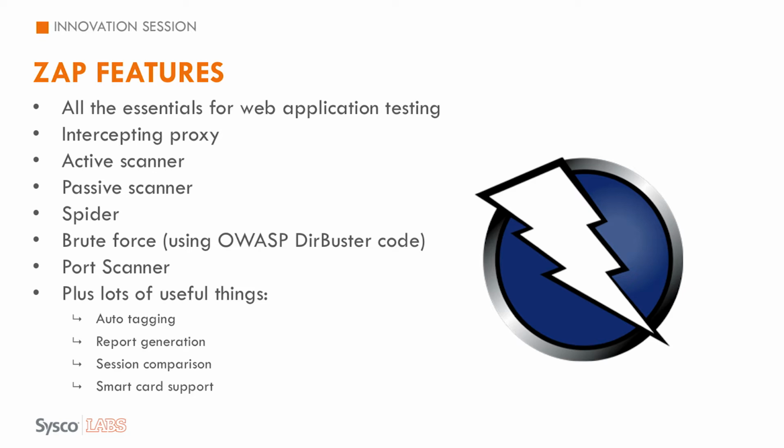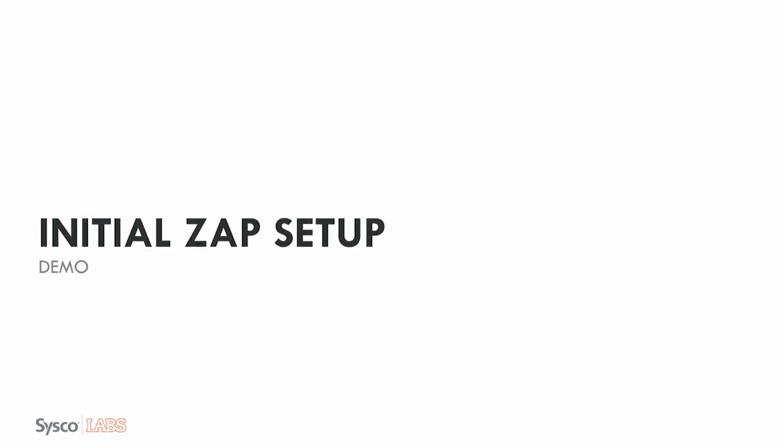When you actually do a recording, it literally does a passive scan. I will be showing that to you as well. Then Spider basically crawls through, like if you do a recording, it tries to find any hidden URLs, etc. So let's quickly go into the initial setup and have a look at how we can use ZAP.